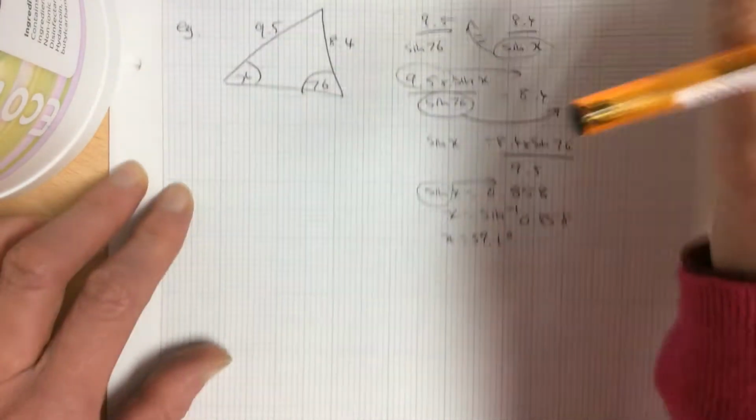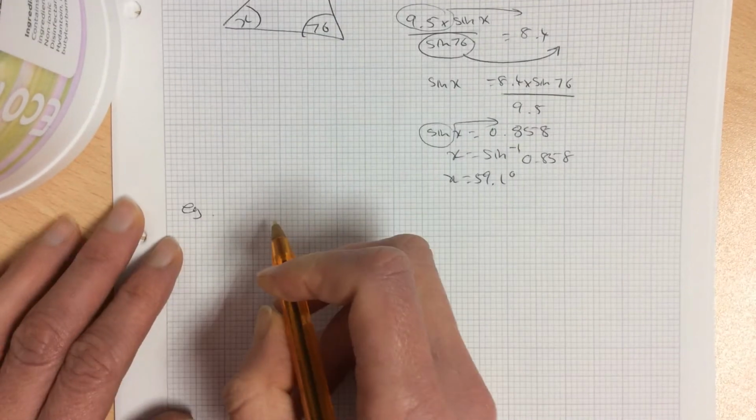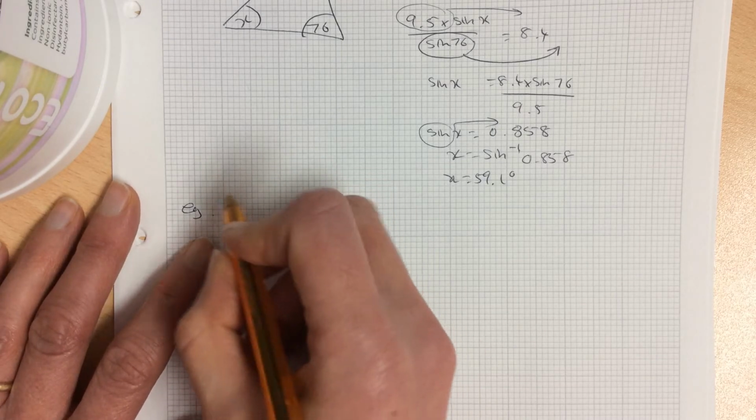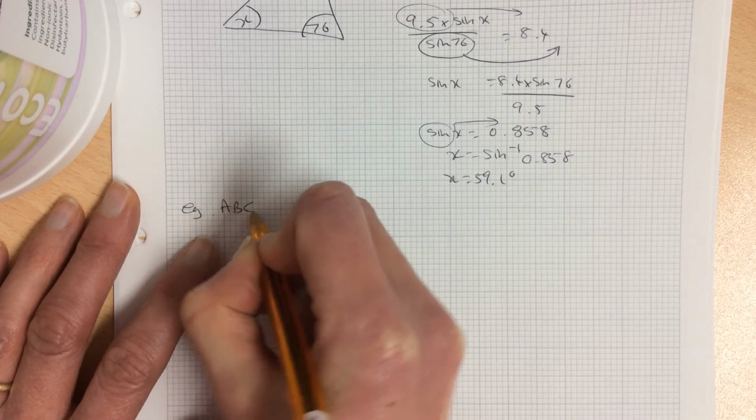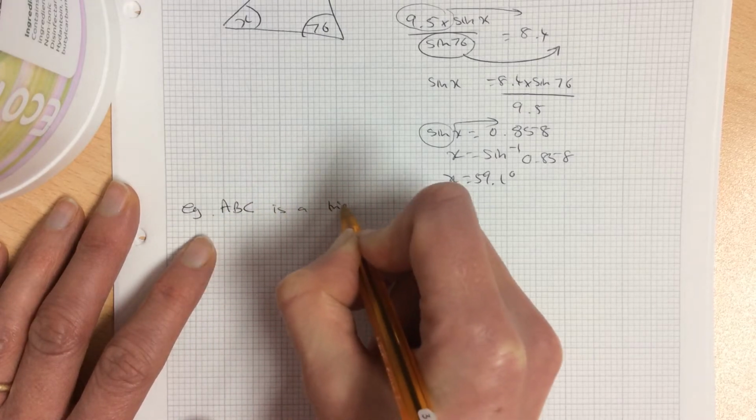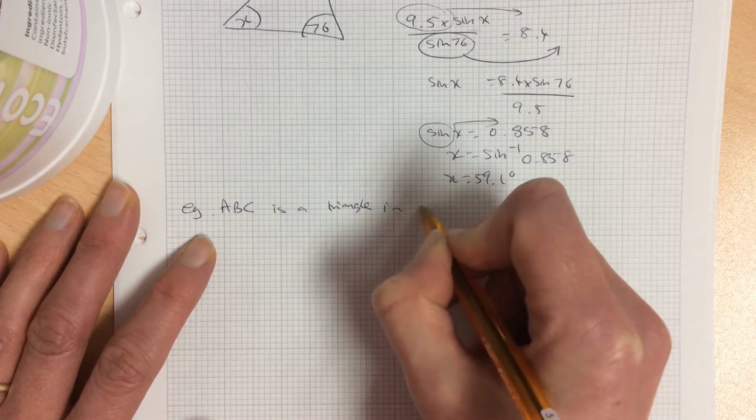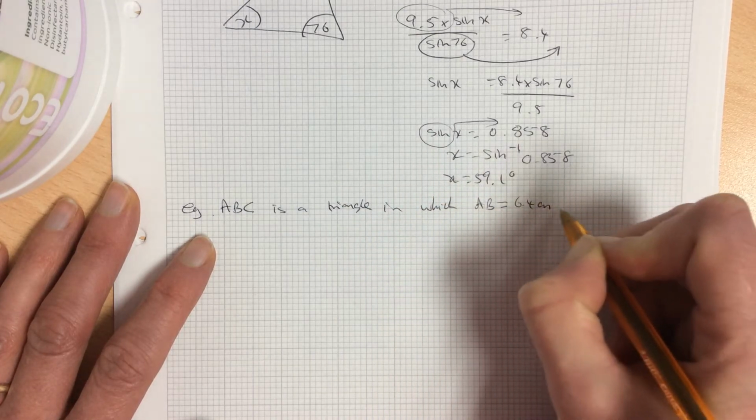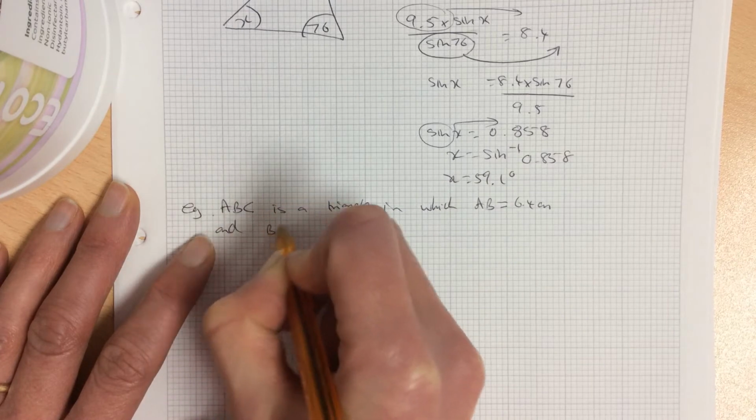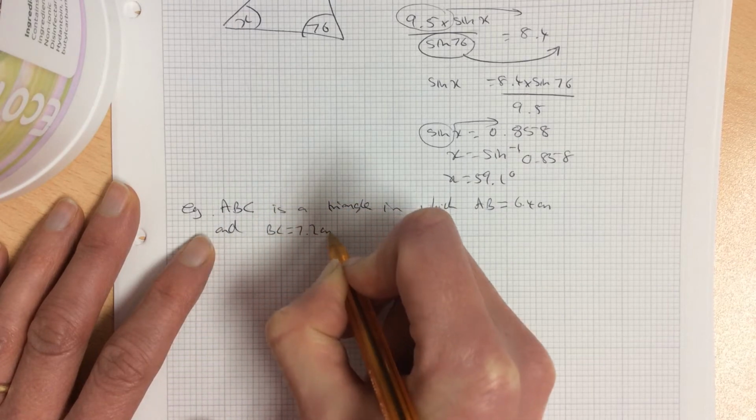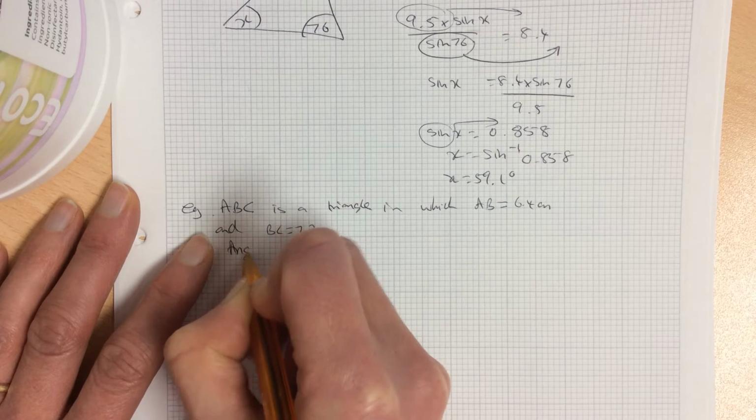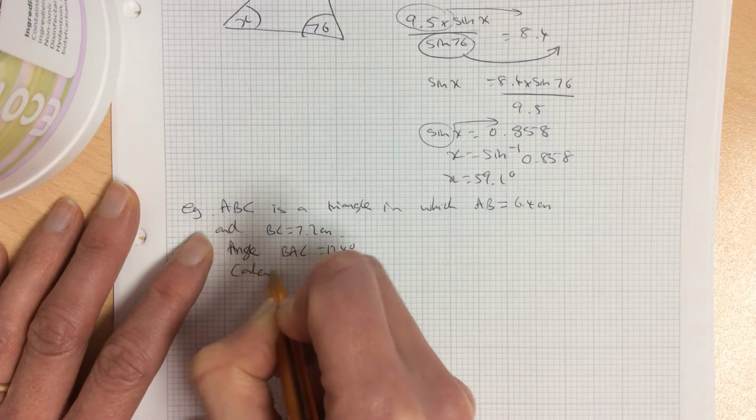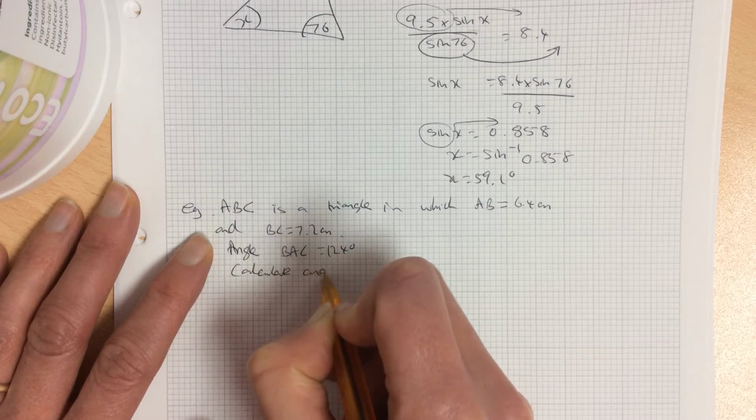Okay, we'll try another one like that, so you're nice and comfortable with it. I'll write this one out in words, so if I give you words, you can draw the triangle. So ABC is a triangle in which AB equals 6.4 centimetres and BC equals 7.2 centimetres. Angle BAC is 124 degrees. And the question is, calculate angle ABC.